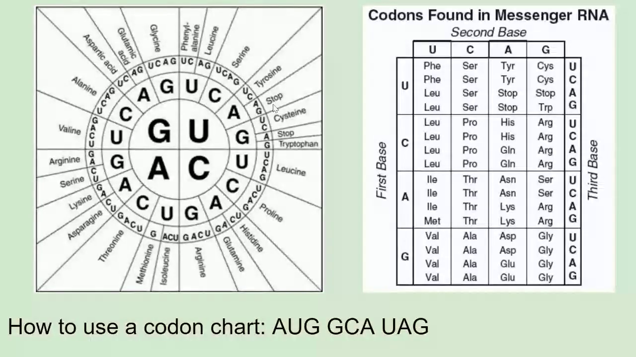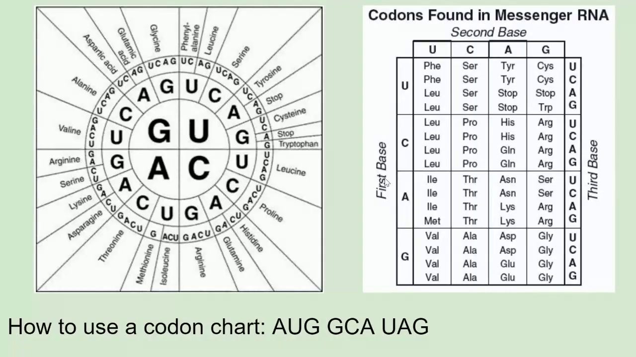Now, are any proteins really going to just be 3 amino acids long? No, but for the sake of practice, it is. All right, since you've seen the circle chart, let's look at this square chart. So AUG. Now we're going to look at the first base on this column, the second base on these rows, and then the third base is over here on my last column.